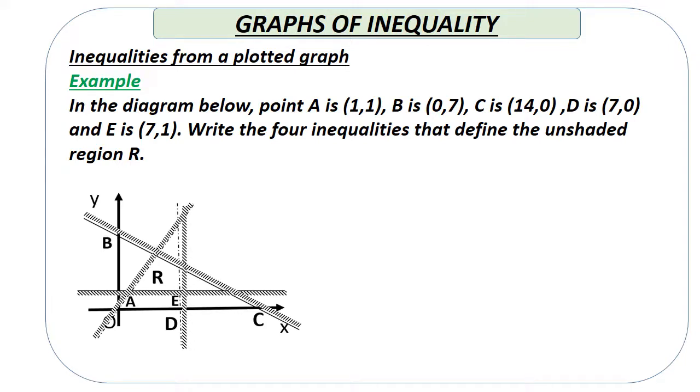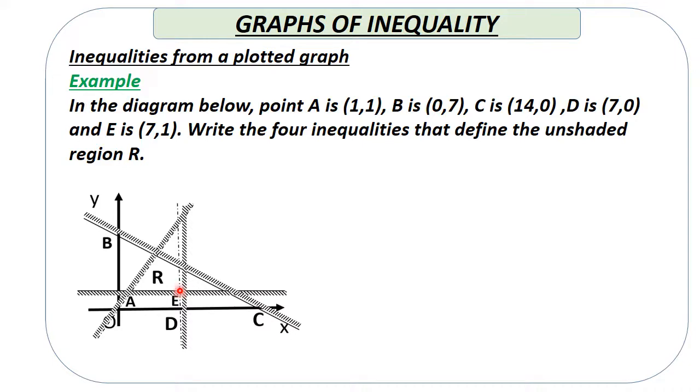So in the diagram below, point A is (1, 1). So this point here is (1, 1). B is (0, 7). The point here, B, is (0, 7). C is (14, 0). C here is (14, 0). D is (7, 0). D here is (7, 0). And E, it's here, it's (7, 1).